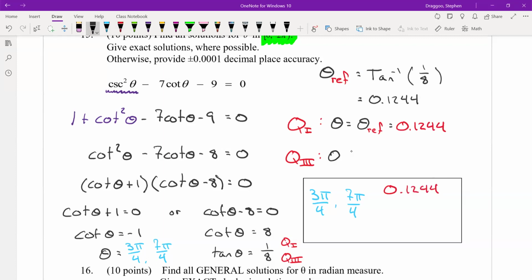Our other option in the third quadrant, we know that our solution angle is equal to the sum of pi and the reference angle. Remember that all of these solutions are going to be based on the reference angle. But I'll just take pi, add in the number that we got for our reference angle, 0.1244. That's just a calculator problem. I came up with 3.2659.